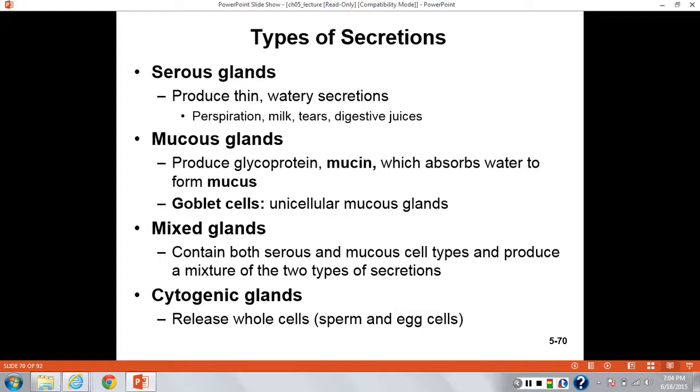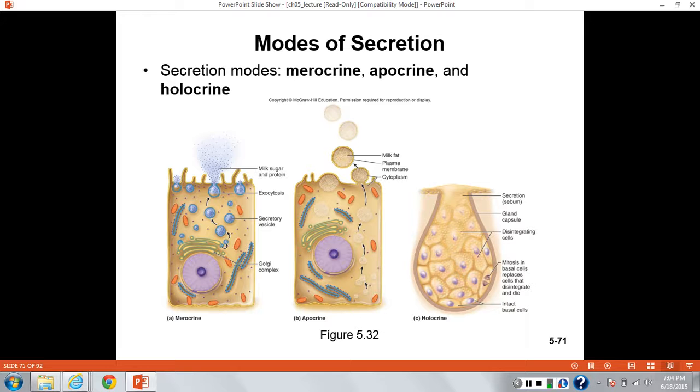So we talked about mucus. Again, mucin, it helps to protect. They come from unicellular cells. Mixed, they can produce both serous and mucus-secreting cells. Cytogenic, this is where the whole cell is released, like a sperm cell. A sperm, the whole cell comes out. Or an egg, the whole egg comes out. Serous, again, tears. Now, tears have antibodies in them. The milk that women produce has antibodies in it. Perspiration has antibodies to kill things. Then we have our digestive juices.